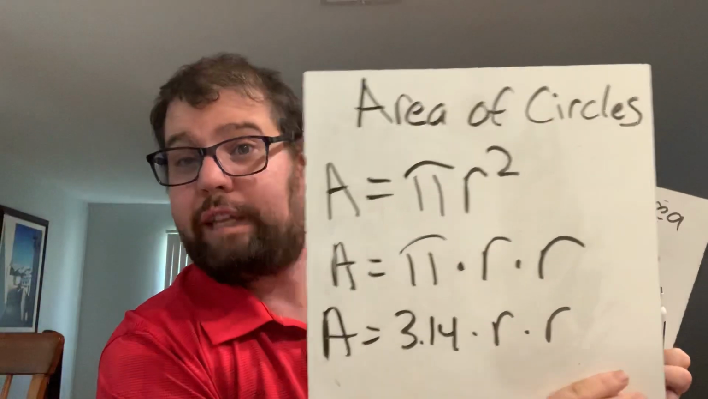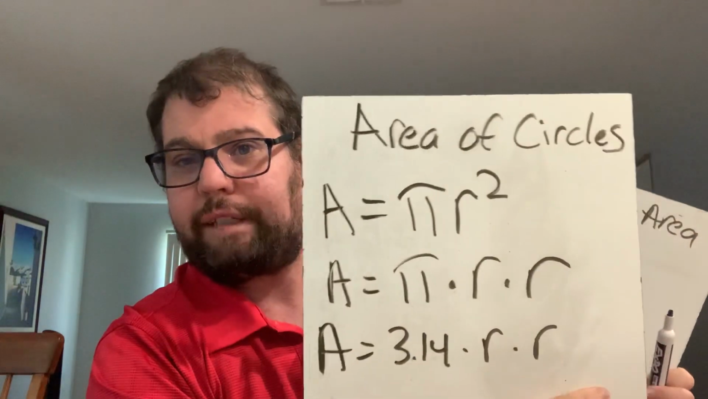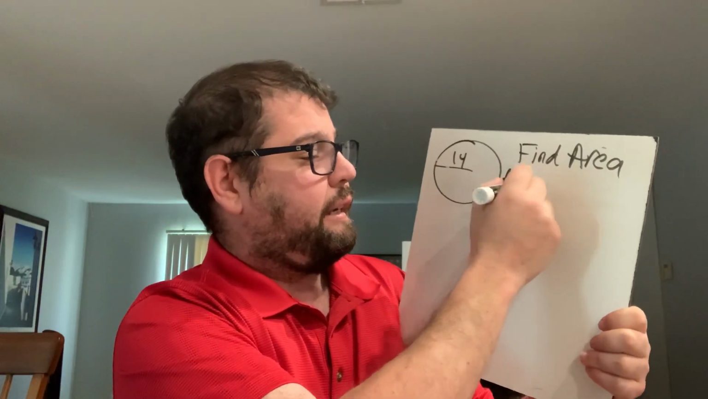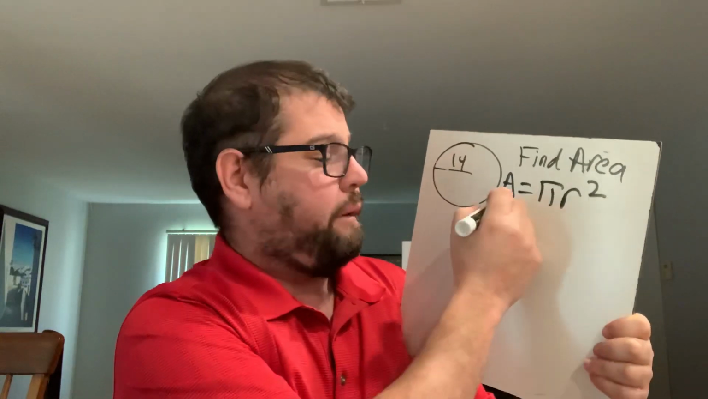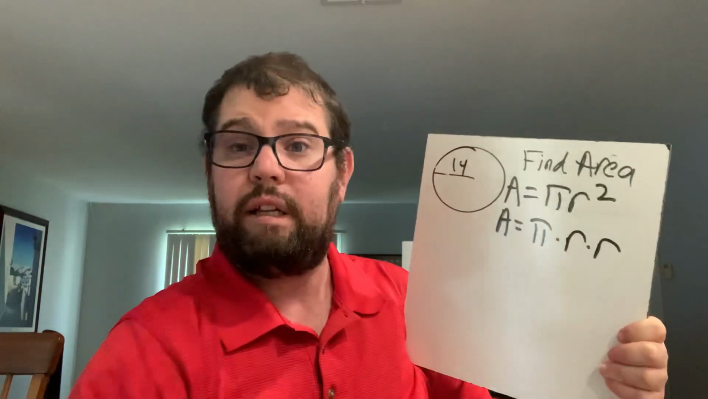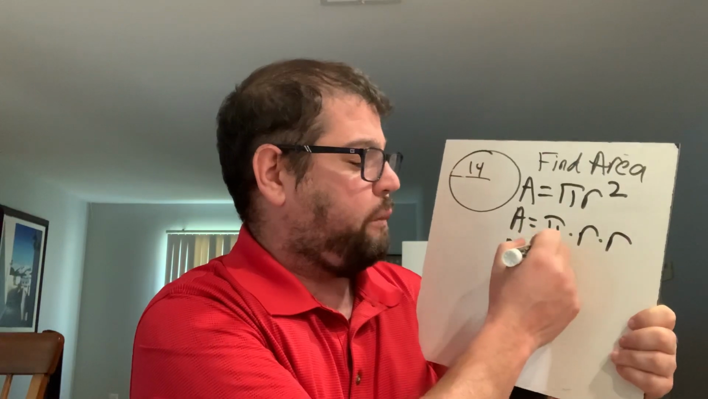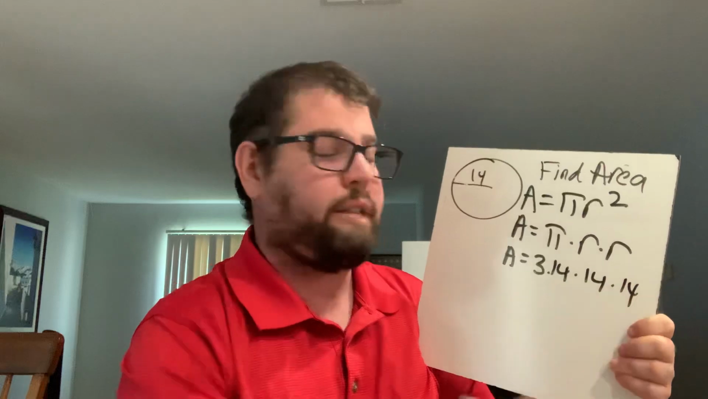Go to our notes. And in our notes, or in the video, I gave you the formula. Let me make sure you guys see it. Right? So the first thing I'm going to do is write area equals pi r squared. And then I'm going to write area equals pi times r, since it means the same thing, it's just easier. Which means area equals 3.14 times 14 times 14.